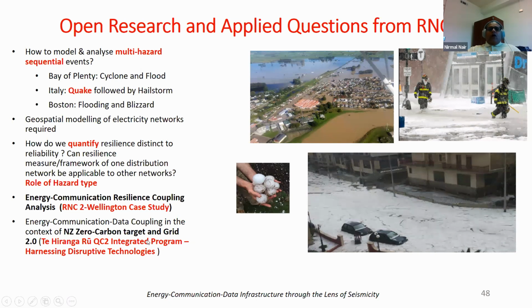And in the QuakeCoRE, we are trying to look at QuakeCoRE 2, how we can formulate some new research themes. We feel that we are trying to develop harnessing disruptive technologies as one of the potential ones. There will be open discussions around this this coming Tuesday. So for those of you interested, please join us in that part.